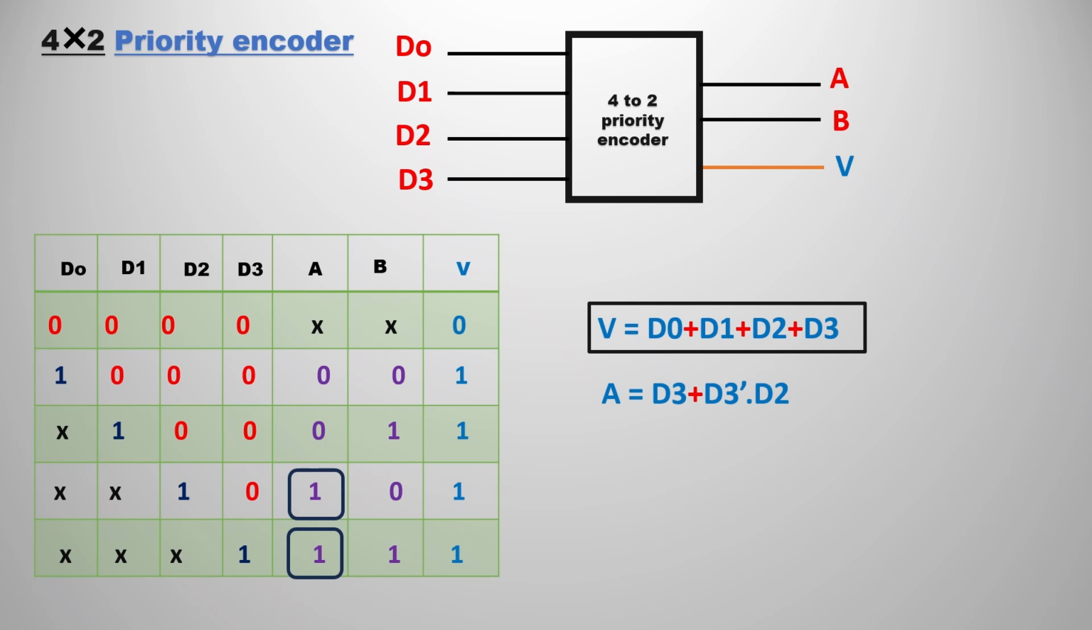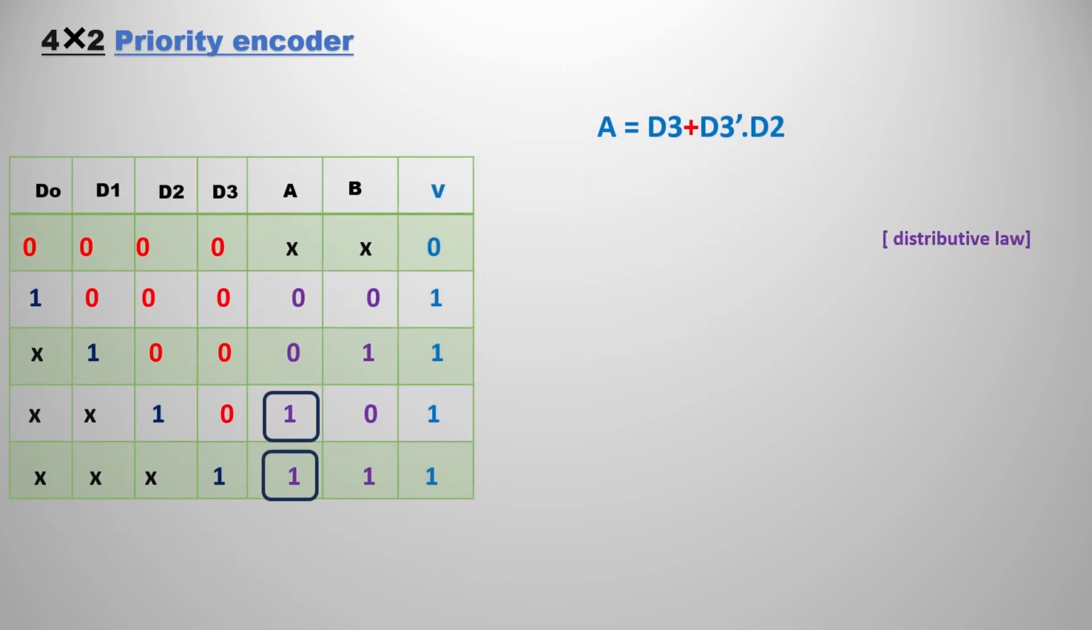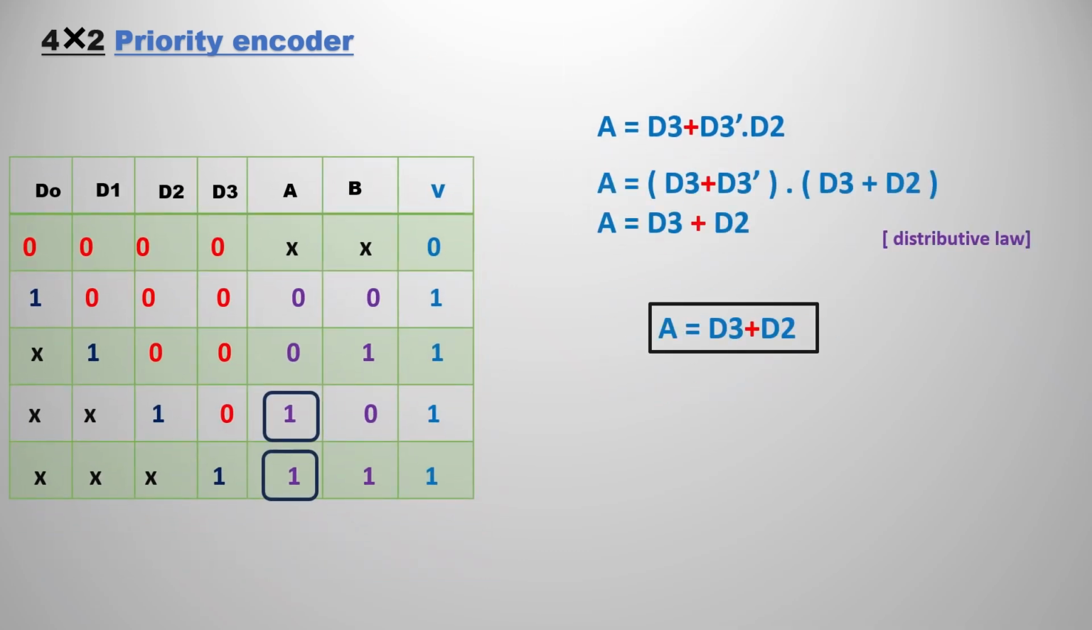In normal encoders, we just write the corresponding one. Suppose if A is there in the position of M2, we should just write D2. That's it. But here we should not write like that. We should consider all the before terms. Zeros also we should consider with the help of bars. So finally we have the expression of A, that is D3 plus D3 bar D2.